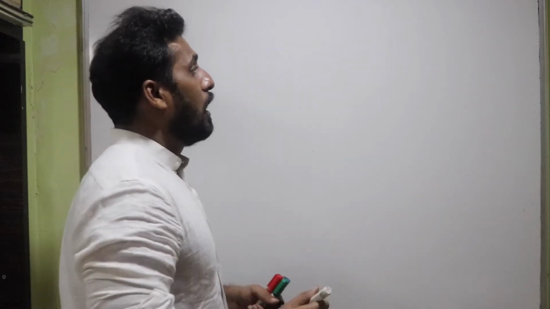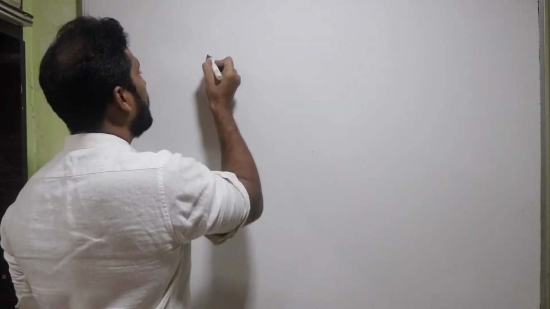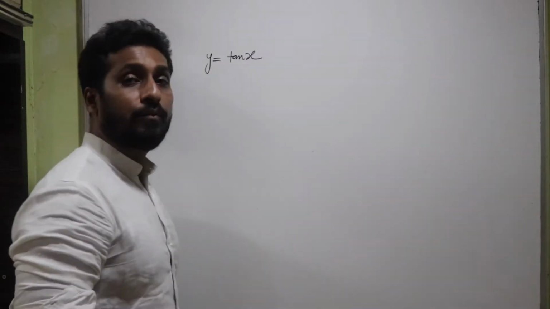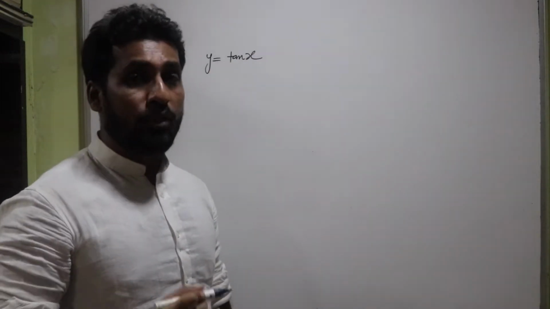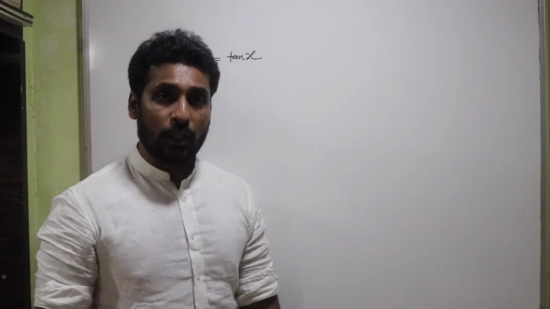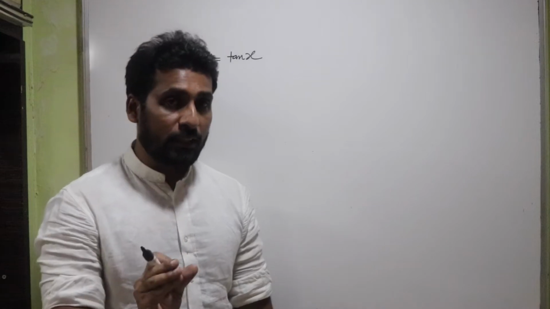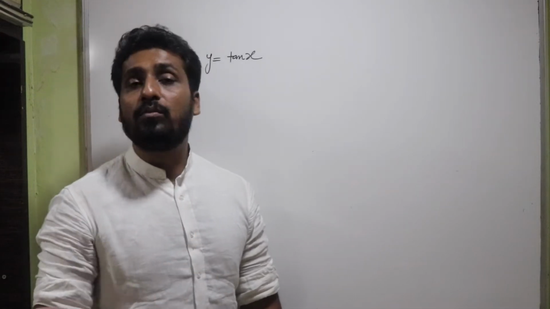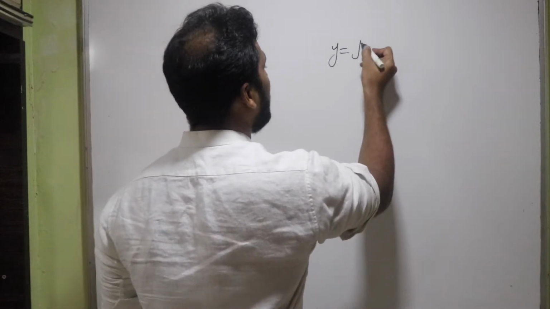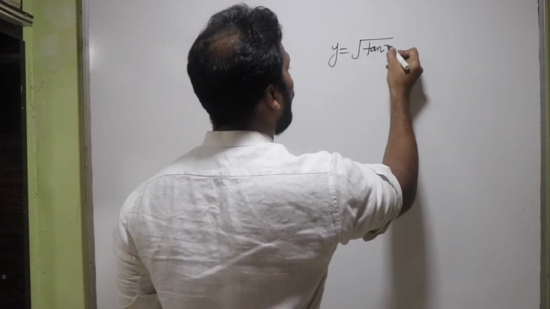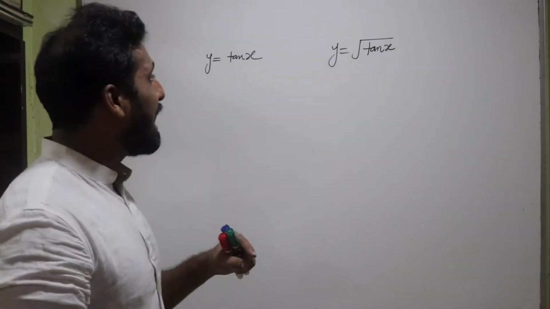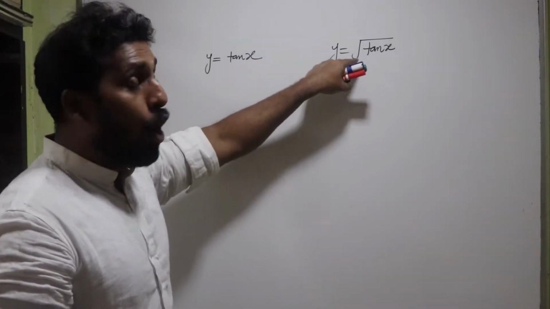Now, if I take, say, y is equal to tan x. I have taken a function y is equal to tan x. Do you remember that it is very easy to identify a standard function? If you have a variable x, tan x becomes a standard function. Now if I write, say, y is equal to root of tan x, it is root of tan x. So now what has happened? This has become a composite function.